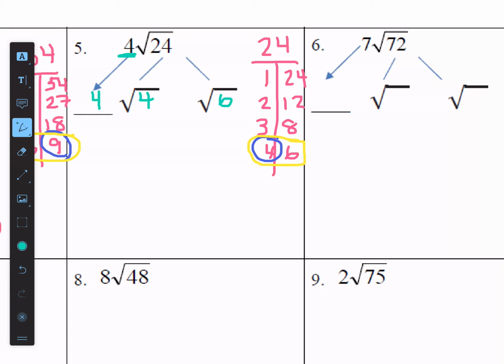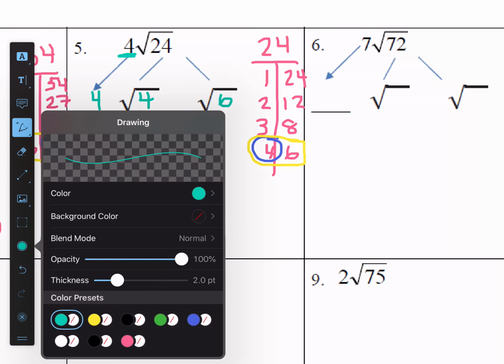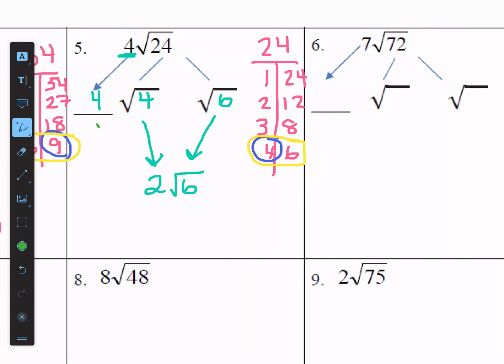Okay. Now the square root of 4 is 2. And then we just bring down the radical 6. And now don't forget to bring down the guy that we started with, the 4. And we just multiply these two together. 4 times 2 gives us 8 radical 6.